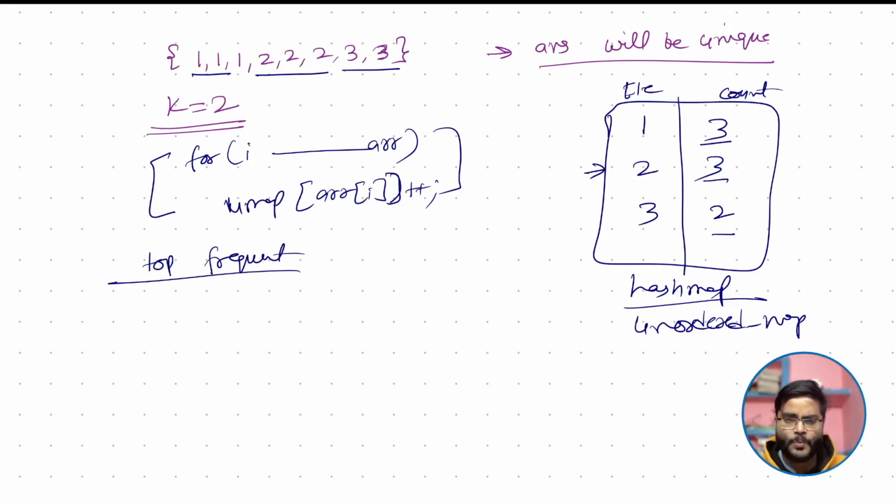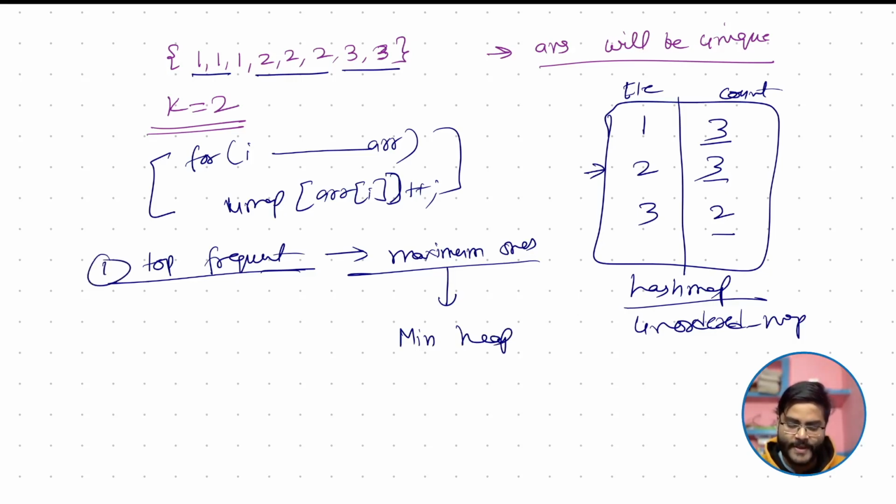We want the top frequent elements, which can be converted into something like largest. We want the maximum ones. Top frequent means those whose counts are maximum. Whenever we want the maximum ones, use a min heap. I hope you got the intuition. So for the maximum ones we can use a min heap.